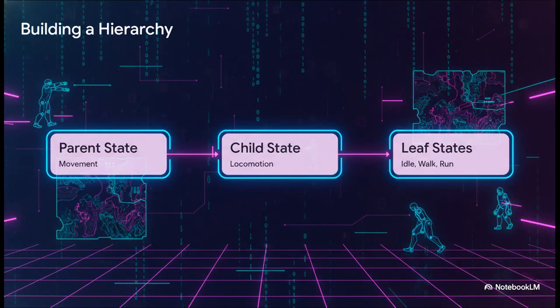Let's make this a bit more concrete. So if your character is walking, that walk state is what we call a leaf state. But because it's inside the locomotion state, your character is also in locomotion. And locomotion is inside movement, so they're also in the movement state. It just makes perfect logical sense and cleans things up so much.